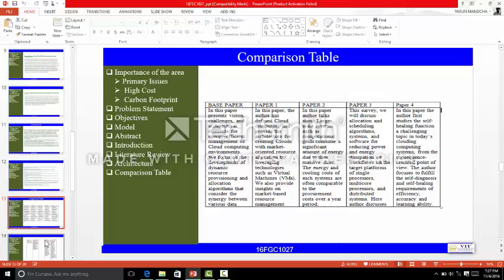In the second paper, we studied large-scale systems such as computational grids and the energy and cooling costs of such systems. The third paper that we studied discusses the allocation and scheduling algorithms, systems, and software for reducing power and energy dissipation of workflows. The fourth paper that we studied talks about the healing function of a challenging topic in today's cloud computing systems from a consequence-oriented point of view.